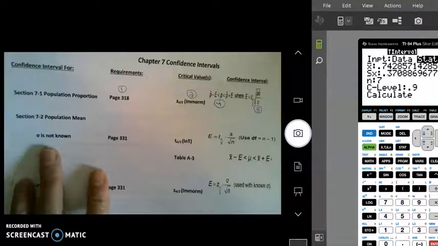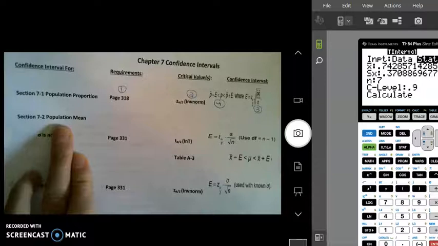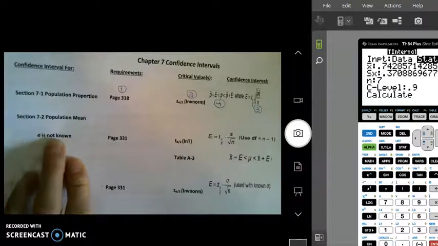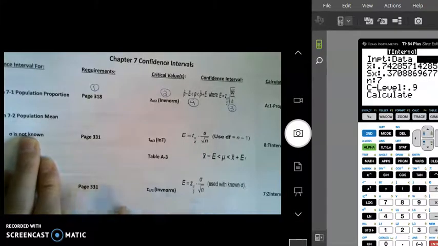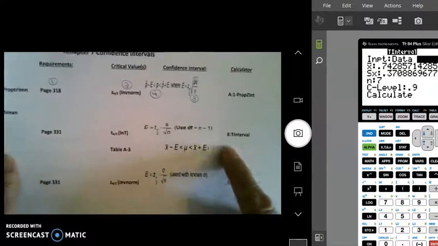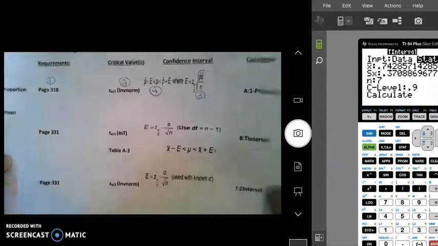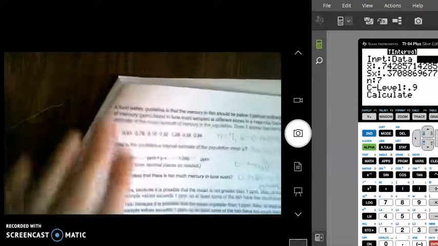Hi, I'm doing a problem from 7.2, estimating a confidence interval for a population mean where sigma is not known. Okay, that's this one right here. I'm going to go ahead and go through an example from the homework right here, this one right here.